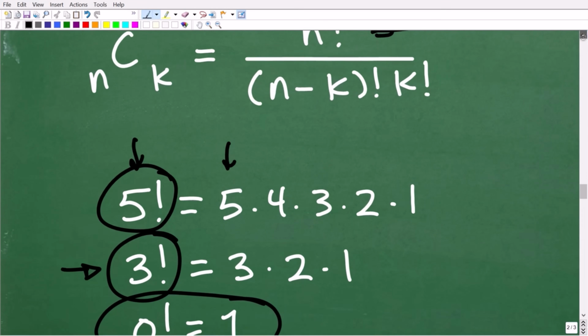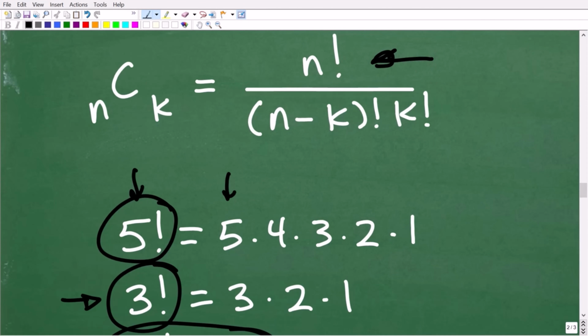So what we're going to do here is plug in the numbers where n is the total number of objects we have. In this case, we have 10 people, and our k is going to be the number of objects we're going to take at one time.